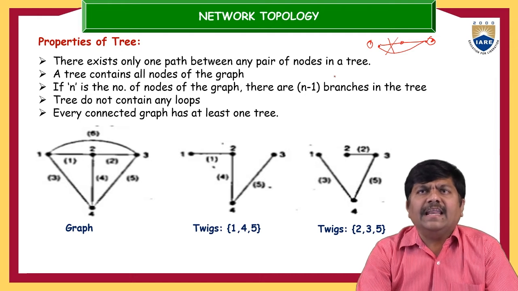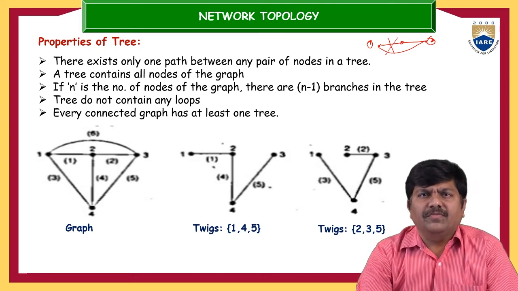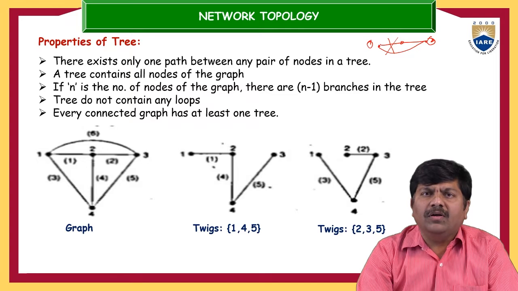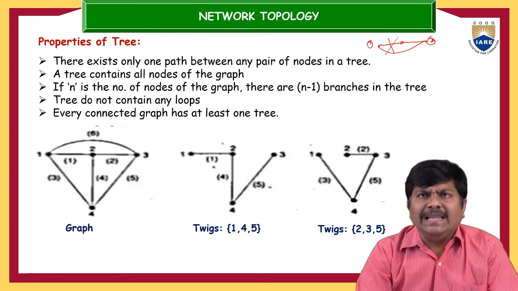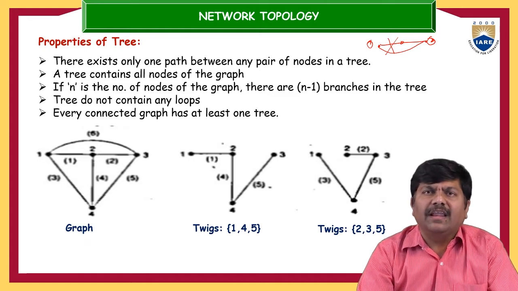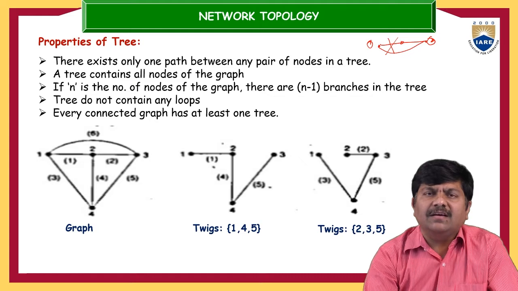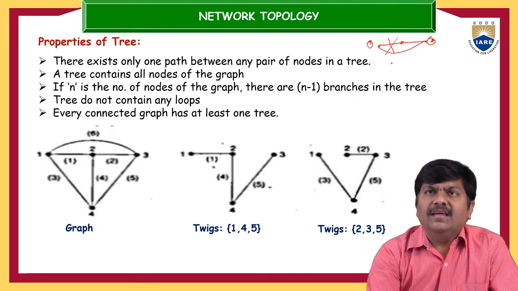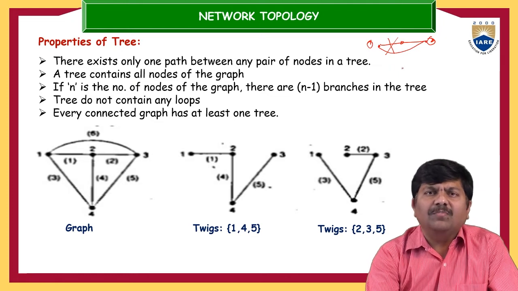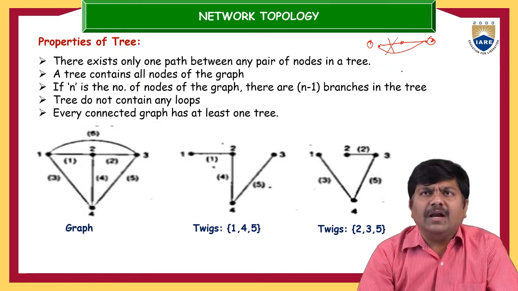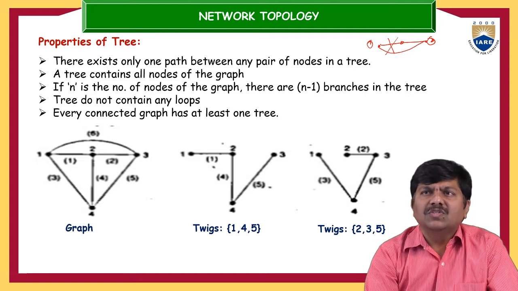And the second one is, a tree contains all the nodes of a graph. So that is mandatory. Nothing should be forgotten, and we have to consider all the nodes. If n is the number of nodes of the graph, there are n-1 branches in the tree. Now if you look at the previous strategy, n-1 branches should be developed to form the tree. And a tree does not contain any loops, and every connected graph has at least one tree. So here we have also discussed the same thing.